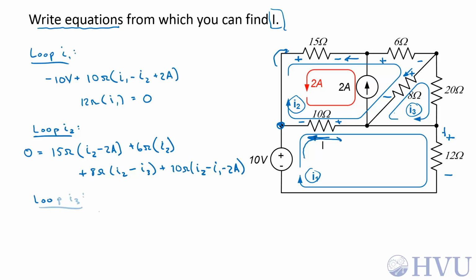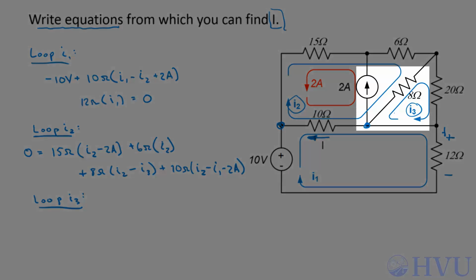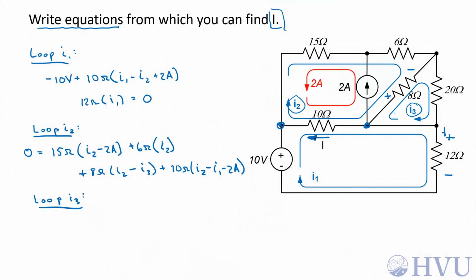Loop I3. Again, I'm going to ignore the sign conventions that I set up previously. I get to reset those every time I do KVL. So on I3, if I start down here, I'll set up my voltage sign convention so that I3 is entering the positive terminal on the 8 ohm resistor. So its voltage is 8 ohms times I3. The other mesh current going through the 8 ohm resistor is I2. It is now entering the negative terminal. That becomes a negative contribution.